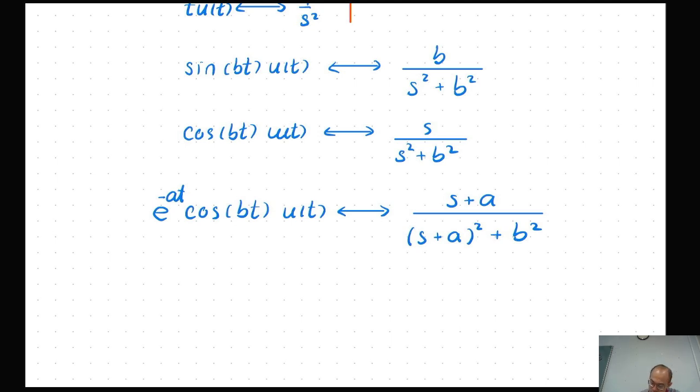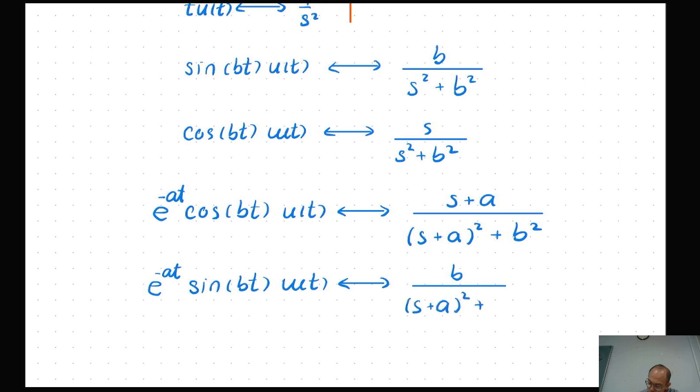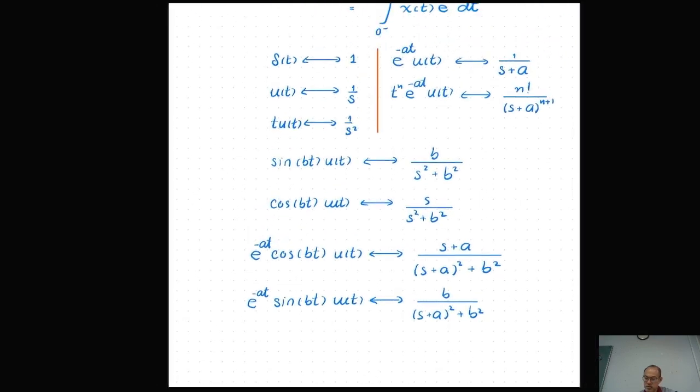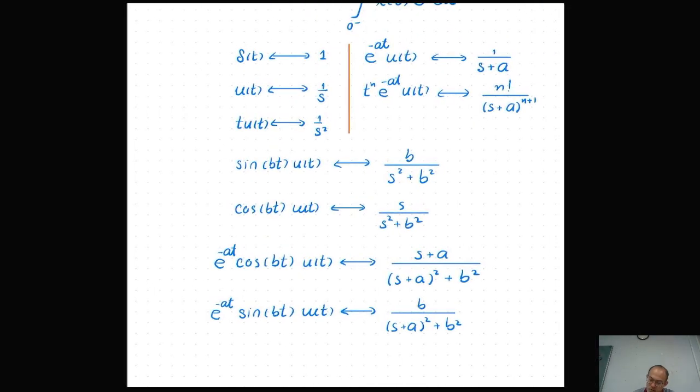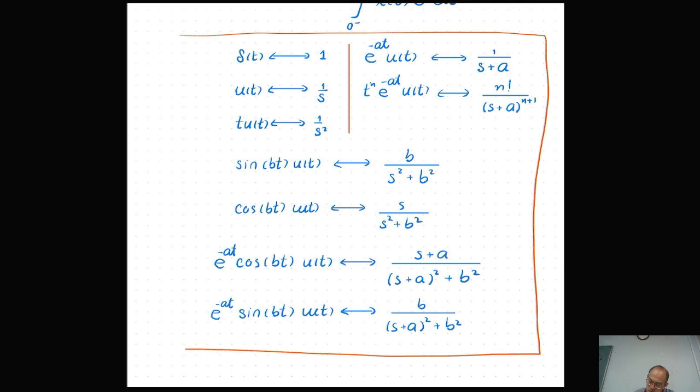Okay, and as for the sine, it's the same, similarly. So e to the negative at and sine of bt u(t) has the Laplace transform pair of b over (s plus a) squared plus b squared. So I guess these are all the Laplace transform pairs that you should know. That's it.